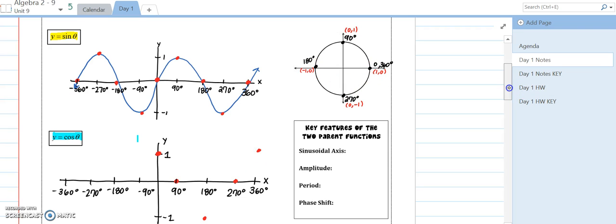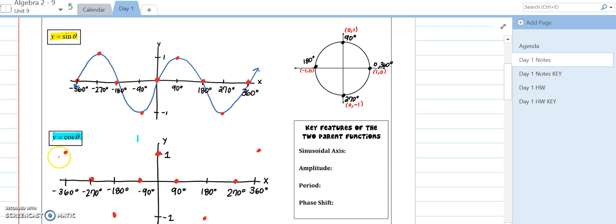If I did the same in the negative direction, negative 90 has an x value of 0. Negative 180 has a cosine value of negative 1. Negative 270 has a cosine value of 0. And a full lap around clockwise, meaning negative 360 degrees, will give me an x value of positive 1.